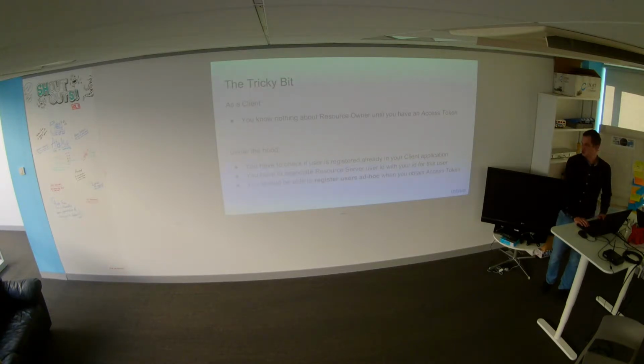Okay, the tricky bit with OAuth that many developers have issues with is the fact that until you have the access token, you know absolutely nothing about your user. And you have to be prepared for a scenario where your user is not yet in the system, and you have to register him ad hoc.